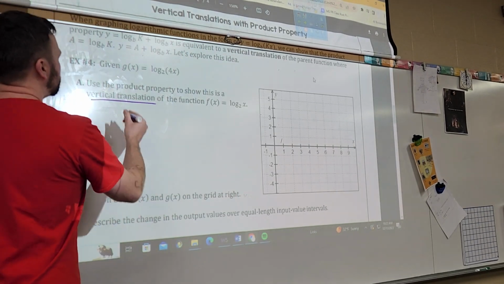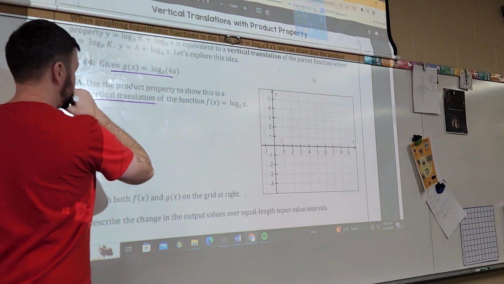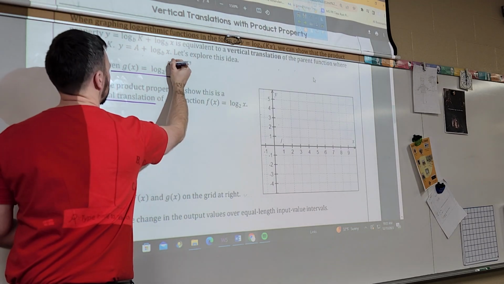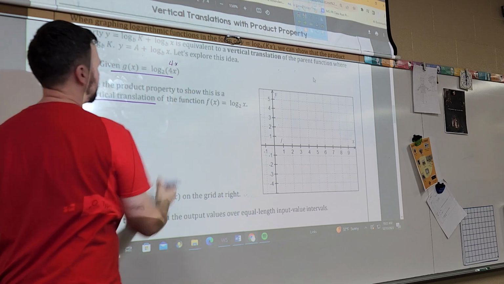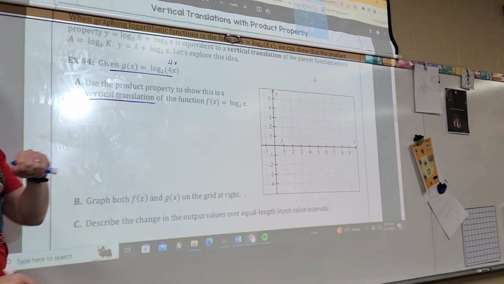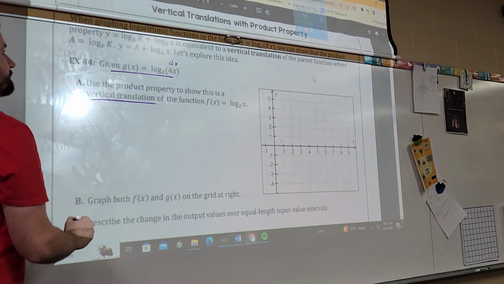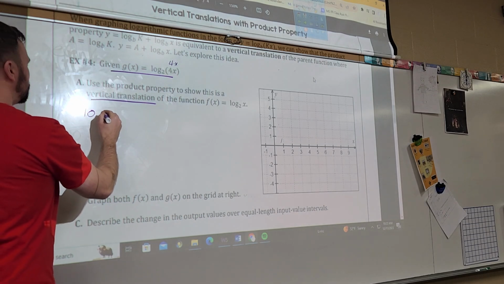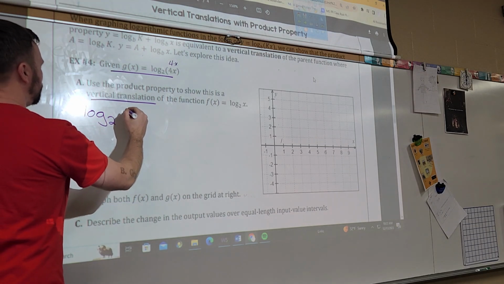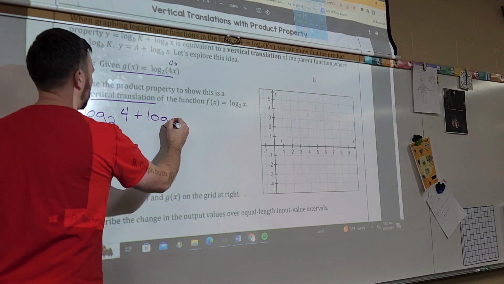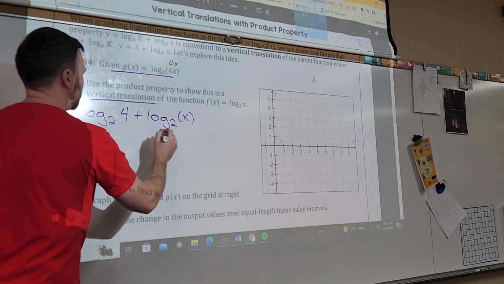All right. So this is my g of x, right? By rule, this is 4 times x, correct? If I'm multiplying, what can I do with my logs? If I'm multiplying, I can add. So can I rewrite this as log base 2 of 4 plus log base 2 of x? Can I do that?